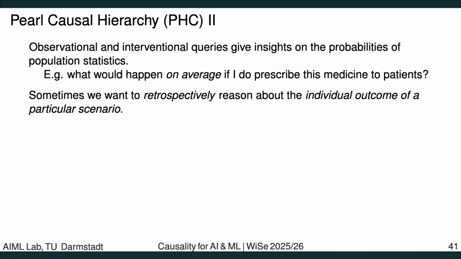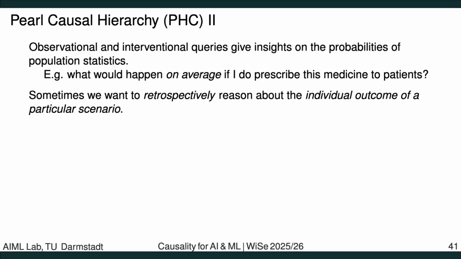Then the next thing is, if we consider both of these classes, right? So observations and interventions, what they usually do is they give us some probability about the future outcome. So what would happen on average if I prescribe this medicine to a patient? What will happen if I increase the price of a particular product, and so on.